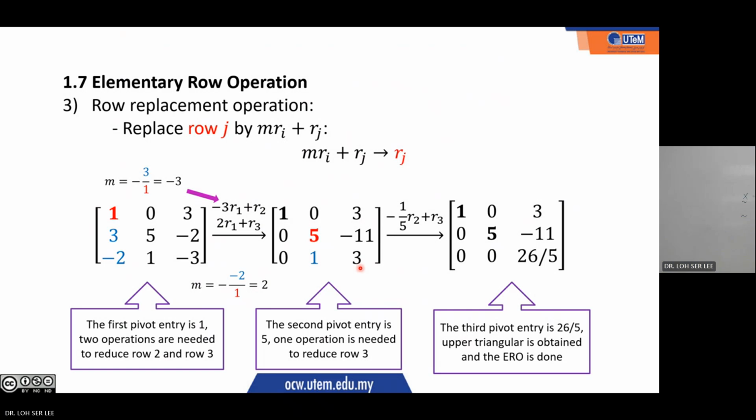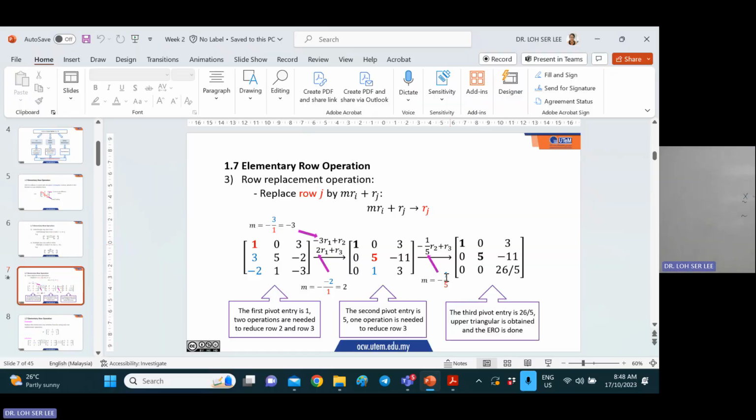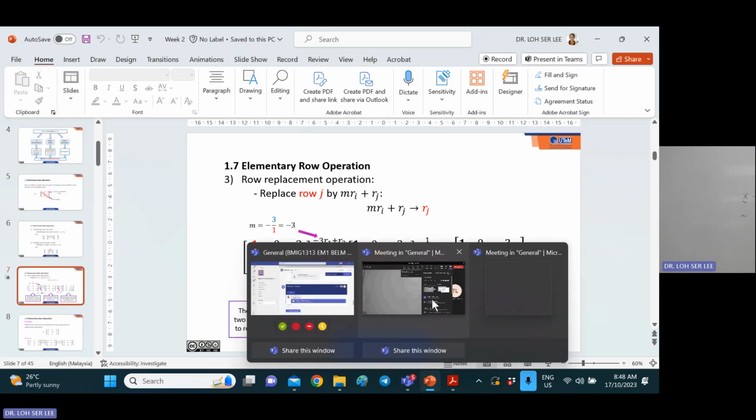Okay, next. This one, I haven't taught you how to look at the staircase. Before I continue, I will show some examples first, because you have to know how to sketch.